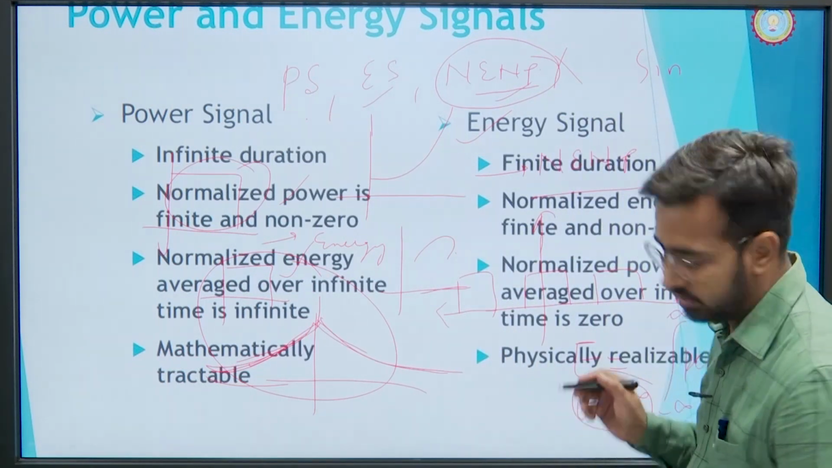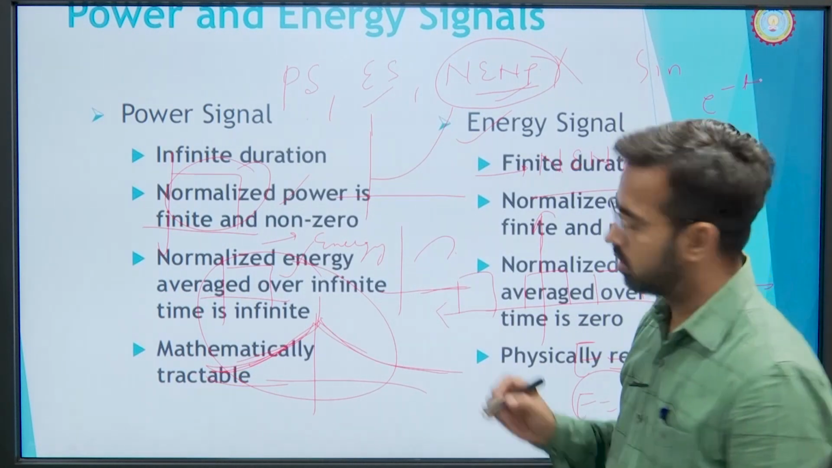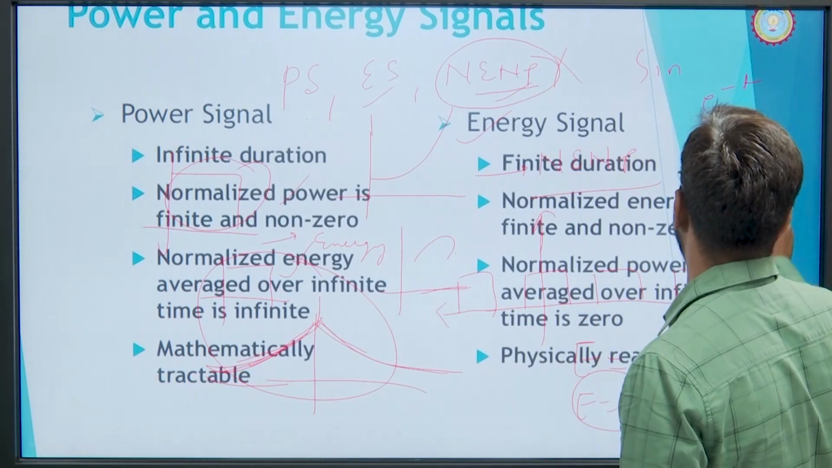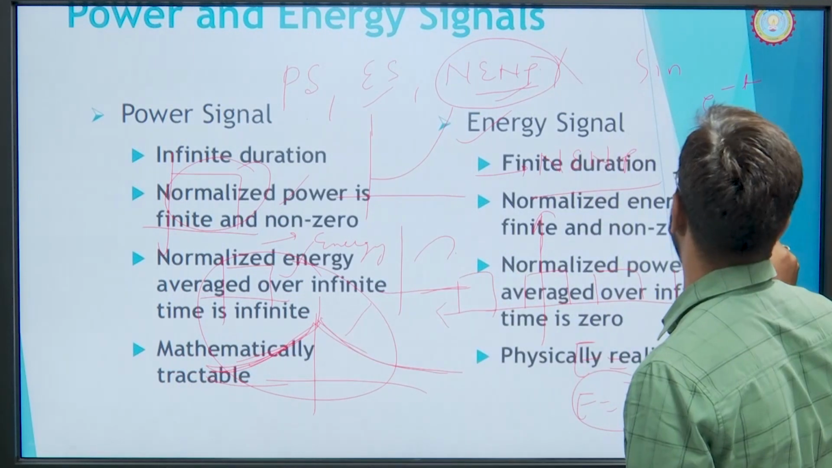Another example, if we take e to the power minus t, this will have decaying nature. That means this will come under the category of energy signal.